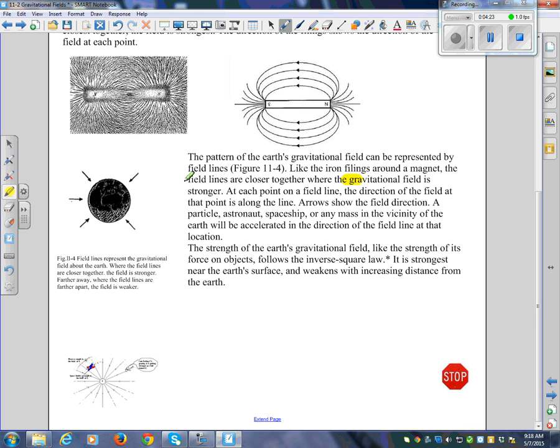The field lines are closer together where the gravitational field is stronger. Yes, that is something I expect you to know. At each point on a field line, the direction of the field at that point is along the line. Arrows show the field direction.